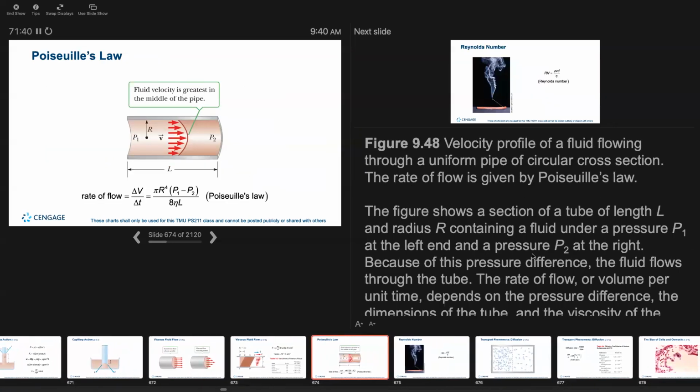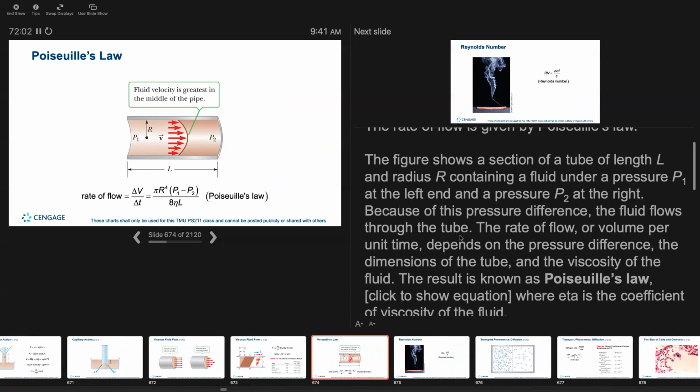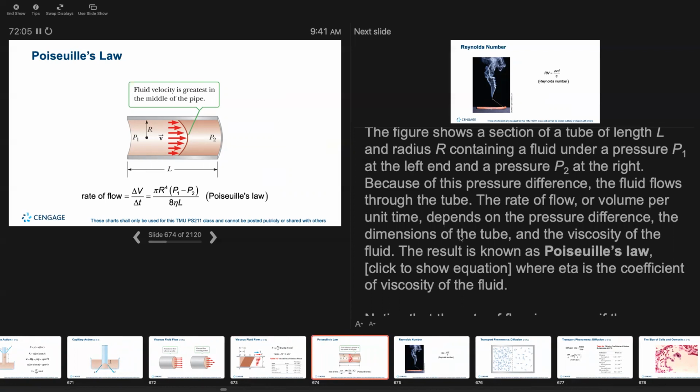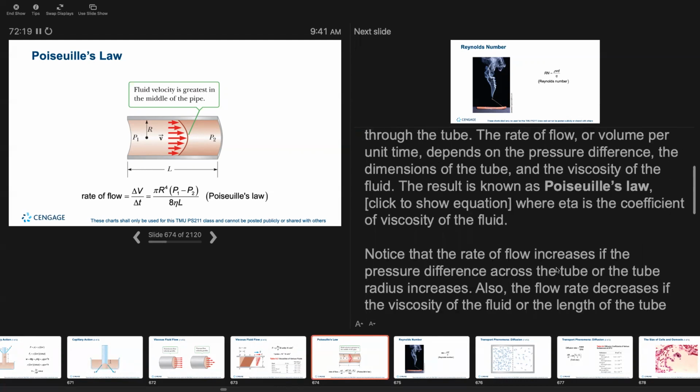In this figure, the velocity profile of a fluid flowing through a uniform pipe of circular cross-section is shown, and the rate of flow is given by Poiseuille's law. The figure shown here is a section of a tube of length L with radius R containing a fluid under pressure P1 at the left and at a pressure P2 at the right. Because of the pressure difference, the fluid flows through the tube. The rate of flow, or volume per unit time, depends on the pressure difference, the dimensions of the tube, and the viscosity of the fluid. The result is known as Poiseuille's law, where eta is the coefficient of viscosity of the fluid.